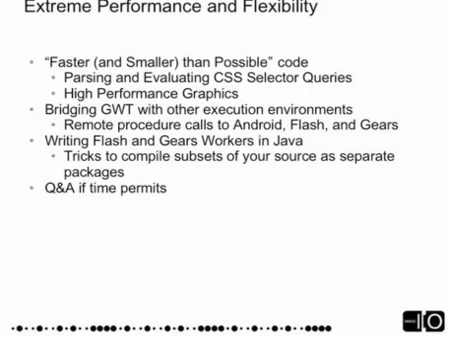And this is the agenda that I'm hoping to address. First, I'm going to show you what faster and smaller than possible code really means. Now, Bruce has told you what that means by walking you through the compiler and talking about it at a high level. I'm actually going to choose some real-world examples to hammer it home and show you what the compiler can really do on real-world code. I'm going to show you that with two examples. One is parsing and evaluating CSS selector queries, and the other one is high-performance graphics.